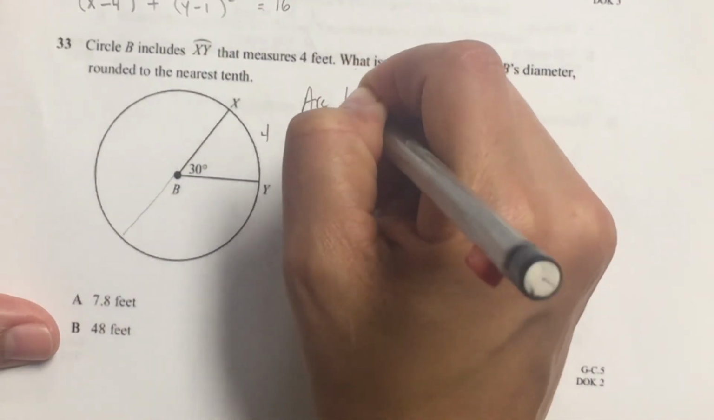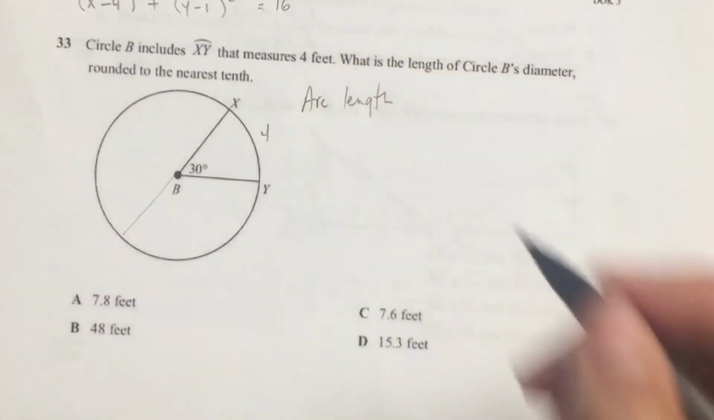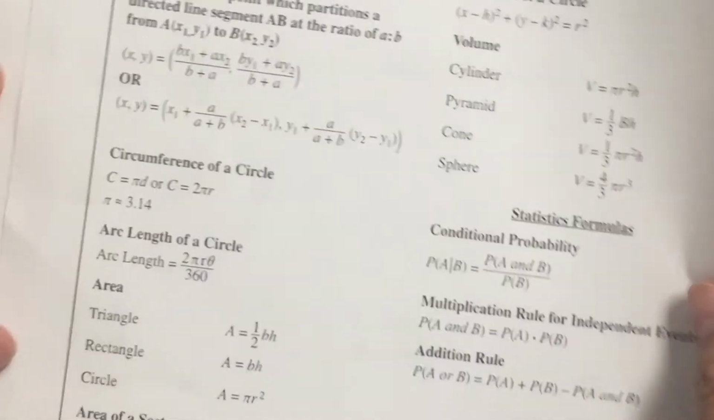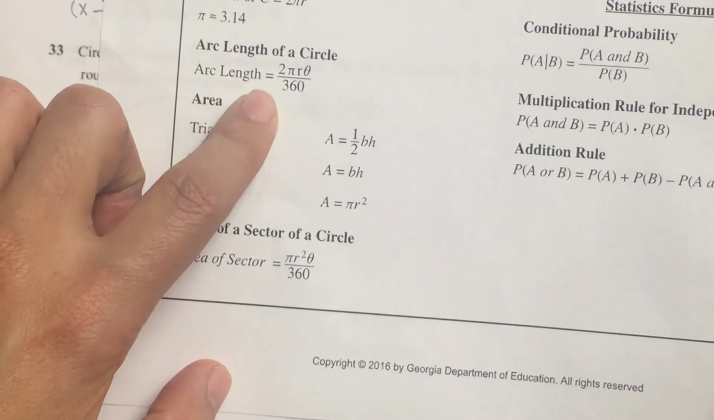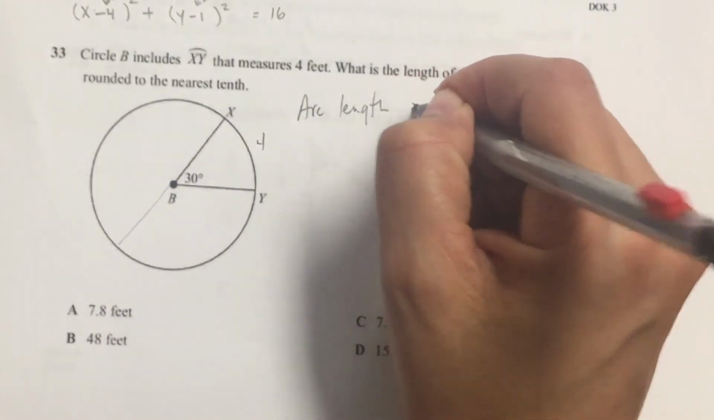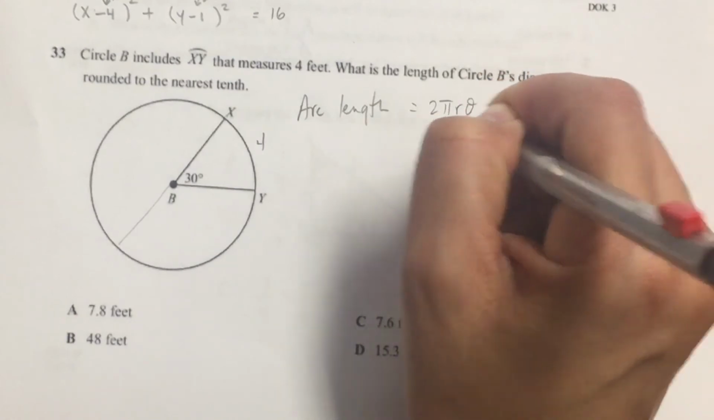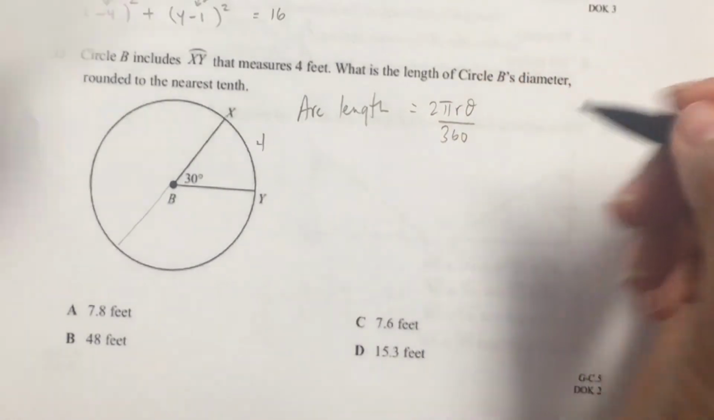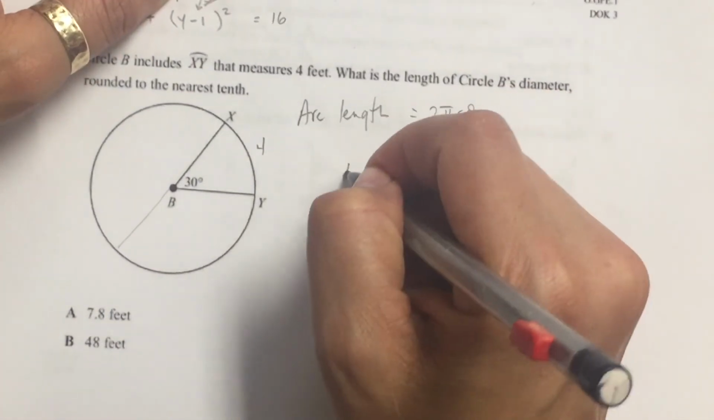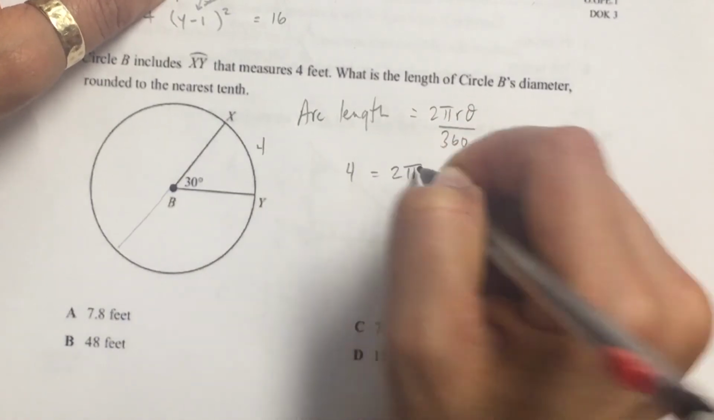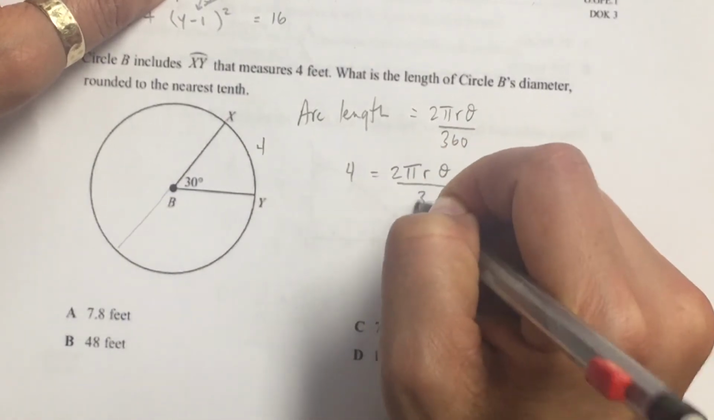So I need the formula for arc length. Area of a sector, arc length. So I need this: arc length is 2 pi r θ over 360. So they tell me the arc length is 4. I do not know the radius.